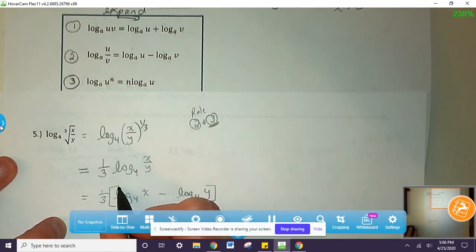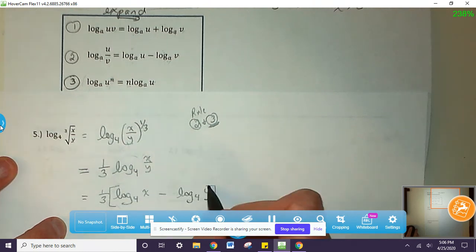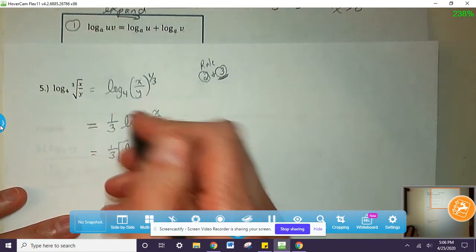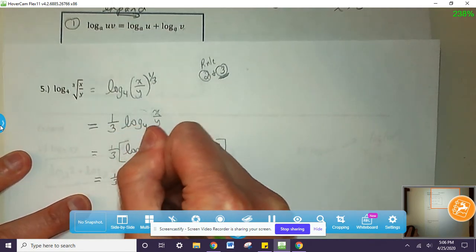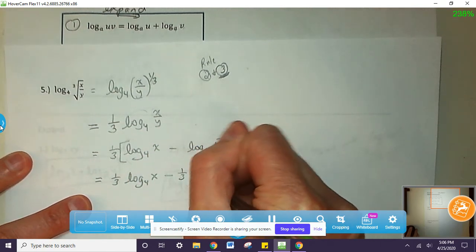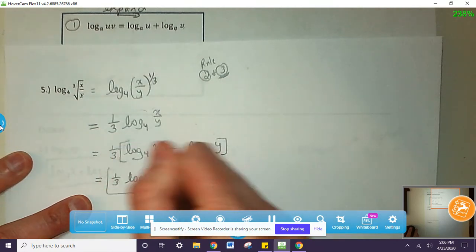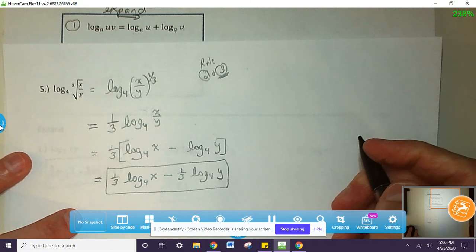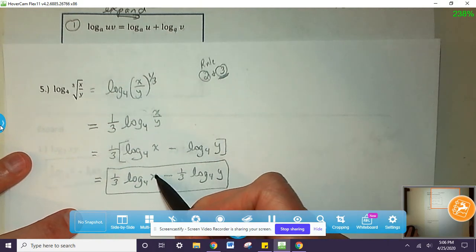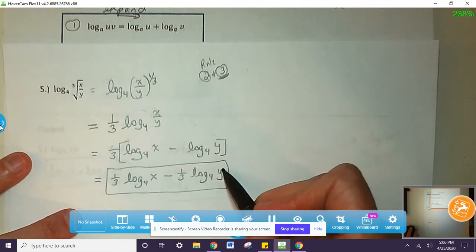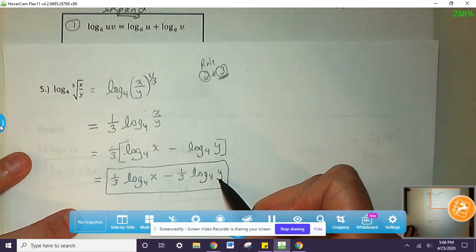So I used brackets here, but you totally could put parentheses if you'd be more comfortable with that. And you need to distribute that 1/3. So we have 1/3 log base 4 of x minus 1/3 log base 4 of y. And that's our final answer. I know that we're finished because when you look inside the log, I don't see multiplication, division, or exponent. So this log's done. When I look inside here, I don't see multiplication, division, or exponents. So this log's done as well.